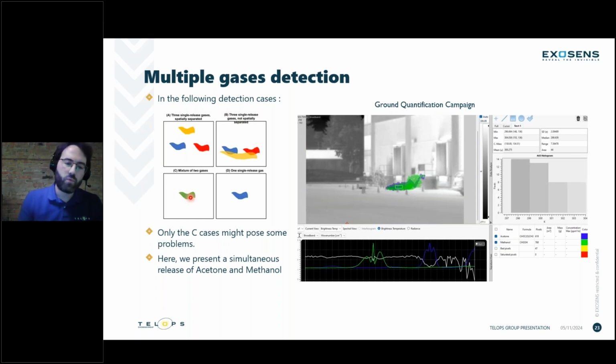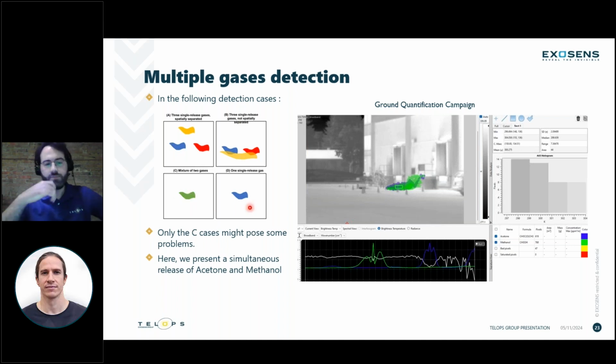So the algorithm will have a bit of an issue in scenario C. Yeah, detection is still possible in this case. It's just going to require a lower threshold, which is going to create maybe some more false alarms. But right, this is an issue for the algorithm.